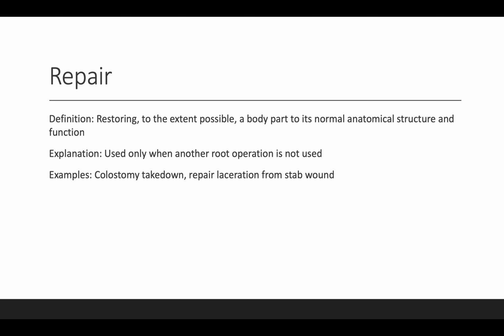Next root operation is repair. The definition: restoring to the full extent possible a body part to its normal anatomical structure and function. This root operation is only used when no other root operation is used. For example, a colostomy takedown, repair of laceration from stab wound.